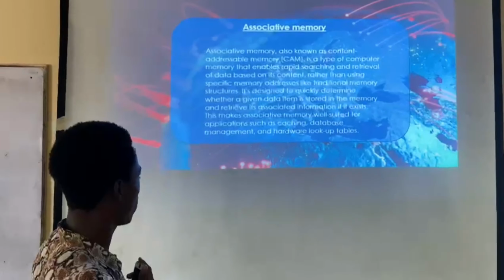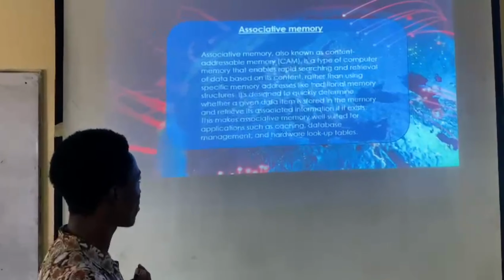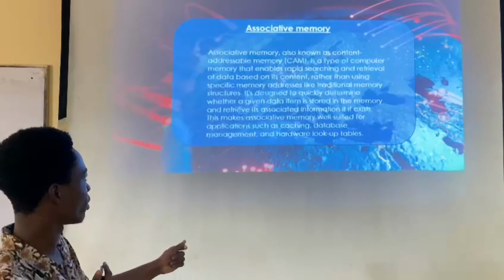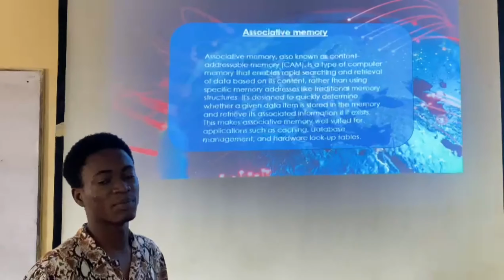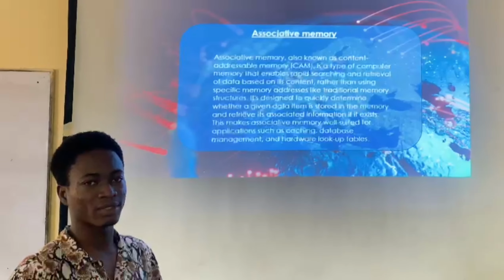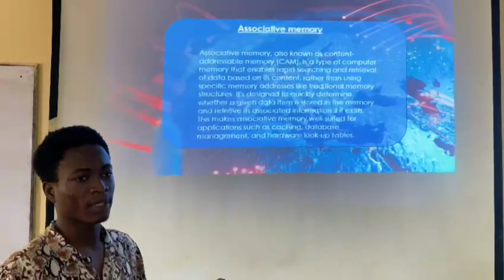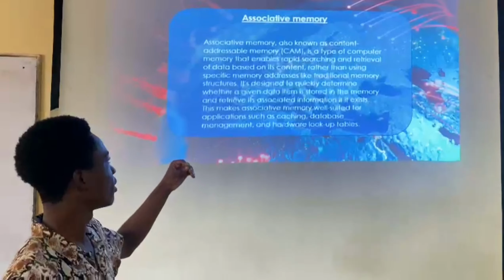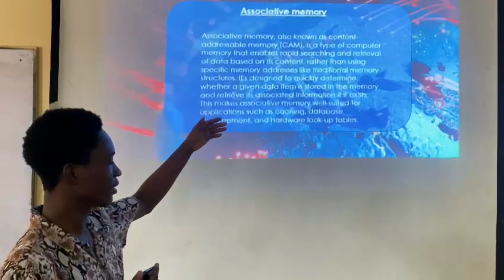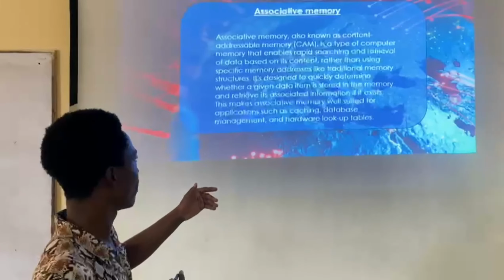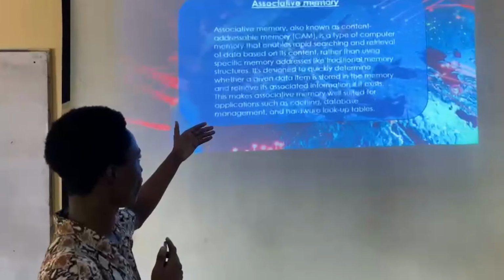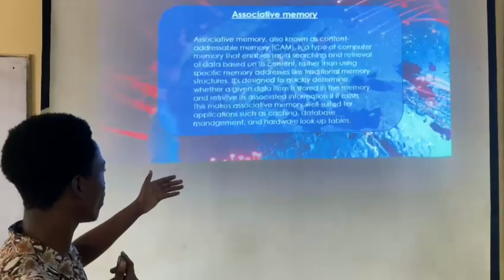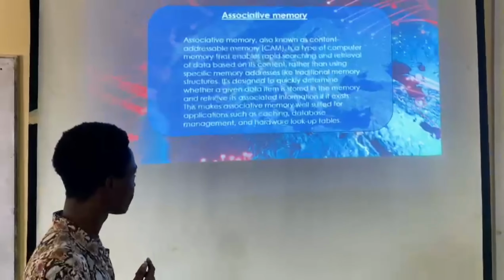Associative memory, also known as content addressable memory, is a type of computer memory that enables rapid searching and retrieval of data based on its contents. Based on its content means that when a query is given, it uses a keyword from the query to search for data. And the reason why it's even faster is because the query doesn't have to be completed in order for it to find the data.